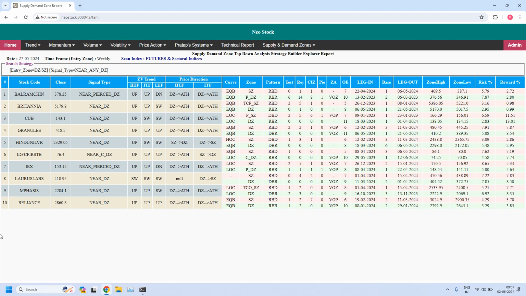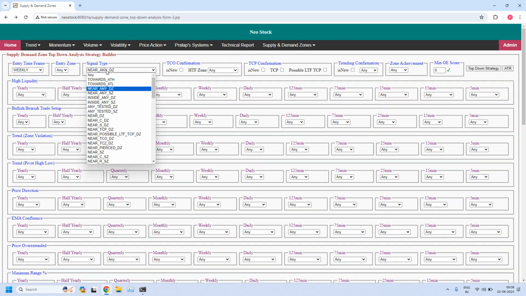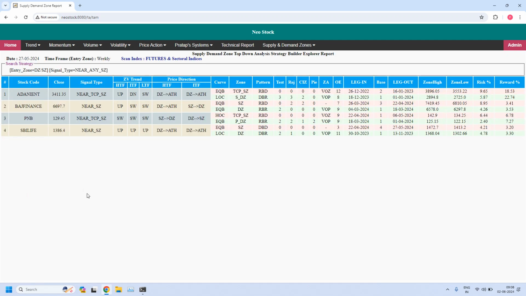Okay, now let us generate the next report. I am going back. For weekly time frame, let us find the stocks near weekly supply zone. So four stocks are filtered which are near to the weekly supply zone. There are a few high liquidity zones also there.